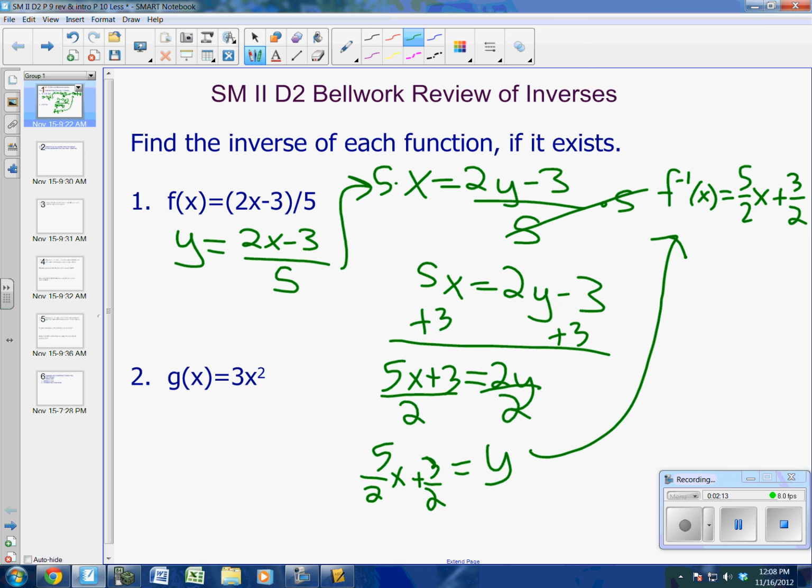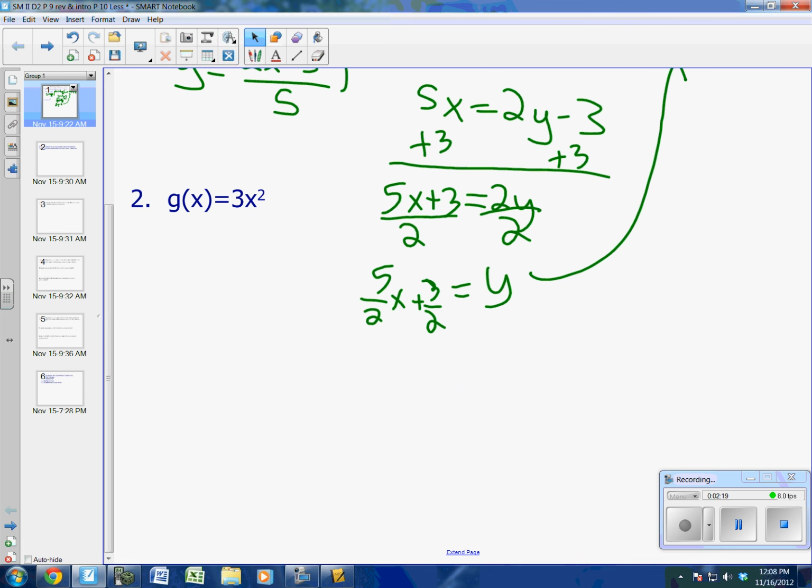Now, the other one down here. How many of you did that one? Okay. We're going to use red for this one. Same thing. Replace g of x with y. What's next? You guys, what's step 2? Okay, change x and y.